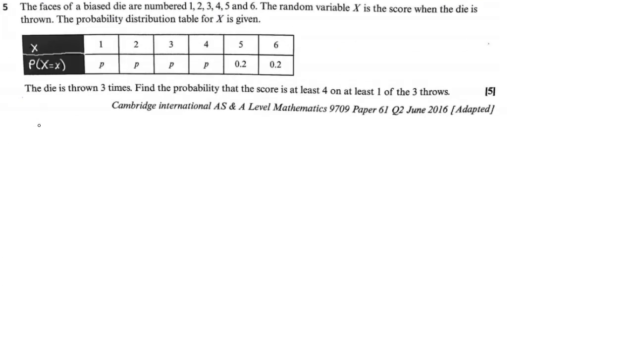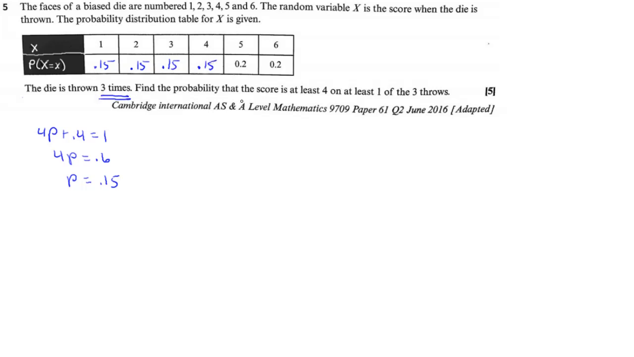Okay, so number 5, we've got a die. It's got numbers 1, 2, 3, 4, 5, and 6 on it. And we've got this probability distribution, but it's not filled in. So if I take 4p plus 0.4, it's going to equal 1, meaning that p has got to be 0.15. I'm going to go ahead and put those in my table: 0.15, 0.15, 0.15, 0.15. You would probably just write it below.